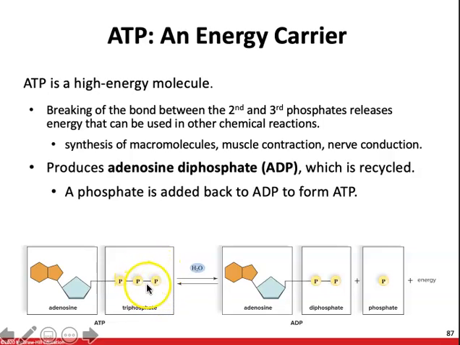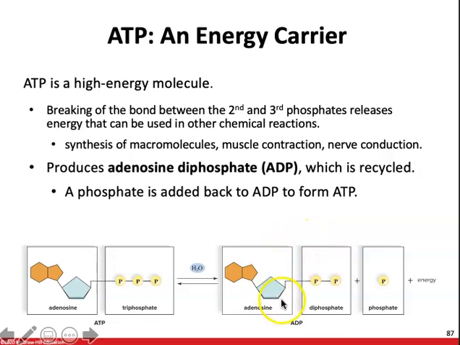Terribly unstable. So what we're going to see is there's a lot of energy holding this bond together, and when it breaks, it's going to release a huge burst of energy. The hydrolysis of that terminal bond, that terminal phosphate bond, yields the molecule ADP, so adenosine diphosphate. Di meaning 2, tri meaning 3. So when we break ATP to ADP, that T becomes a D, that 3 becomes a 2.